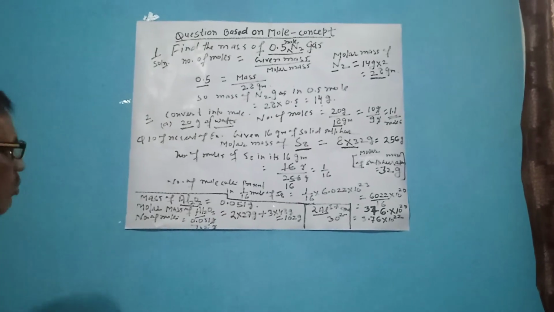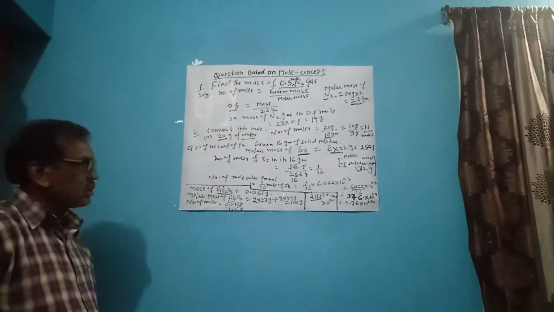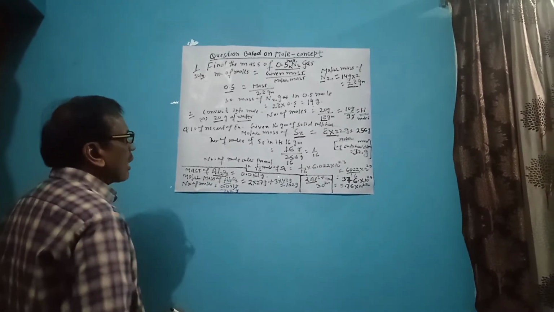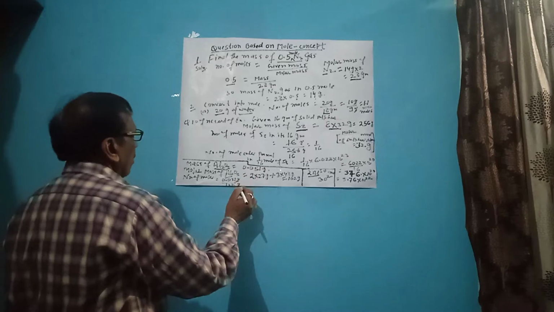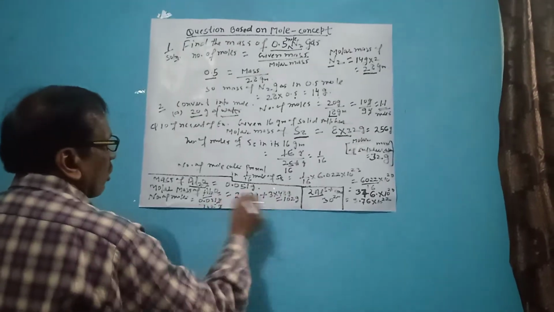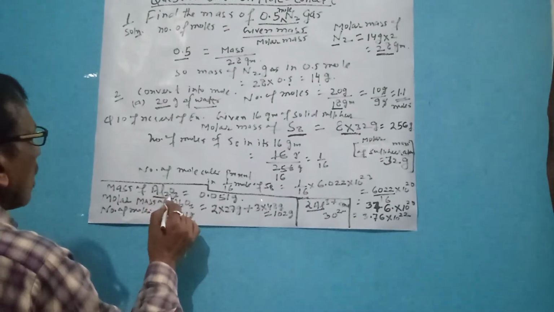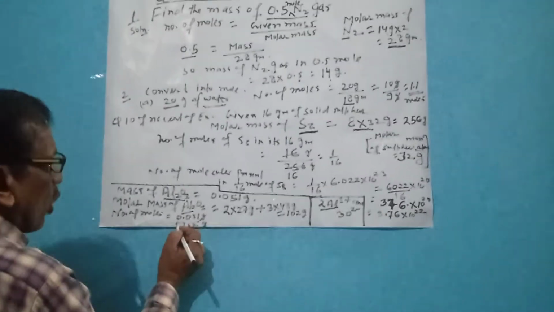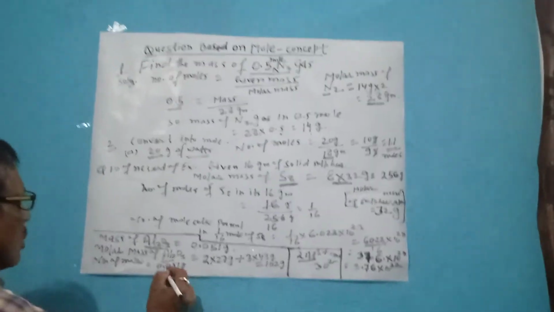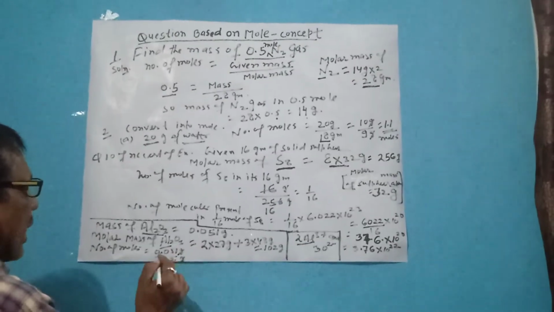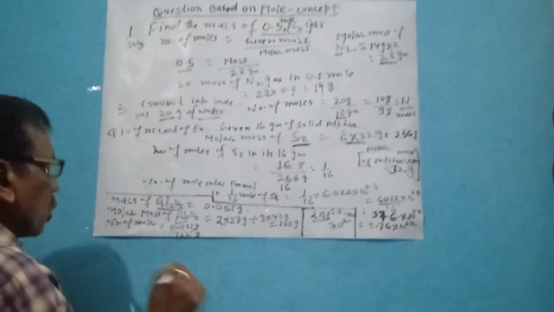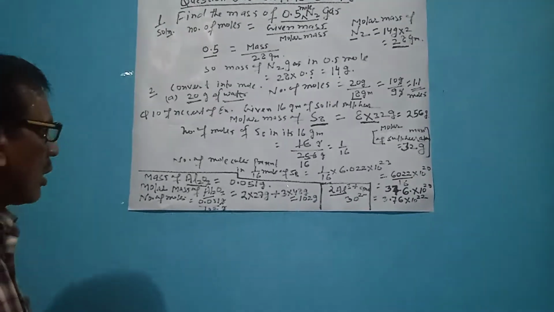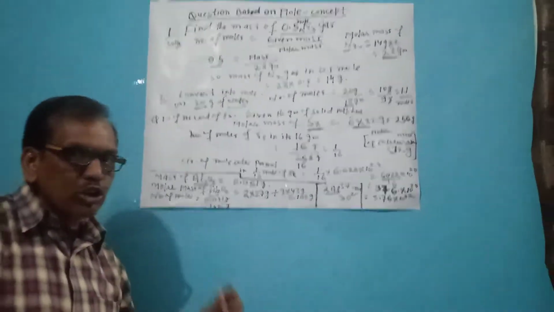for obtaining the number of aluminum ions, we multiply. First of all, in 1 mole there are 2 aluminum ions. So in the given number of moles, we have 0.051 by 102 into 2, and then multiply by Avogadro number. Now students, try to solve it.